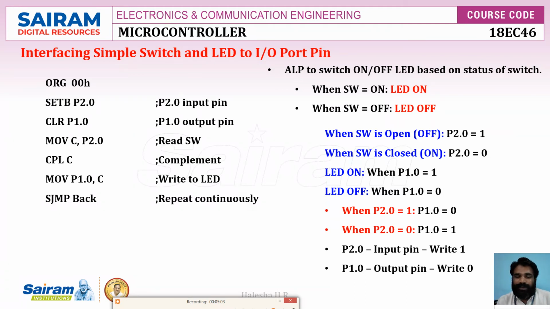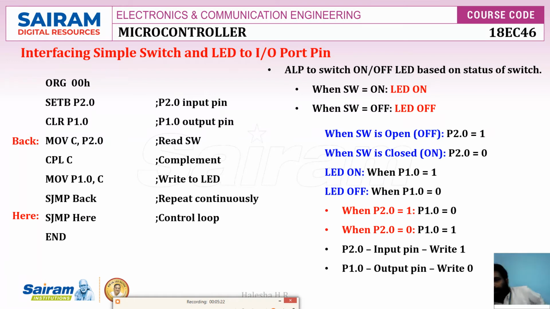If you want to read continuously, jump to MOV C, P2.0. Read the switch, complement, and write into the LED. It keeps on continuing. End with the control loop. This is the program to read the switch and make the LED on or off based on the status of the switch.